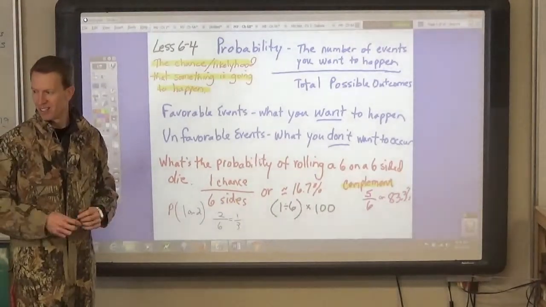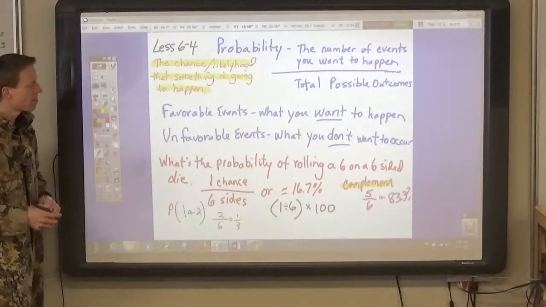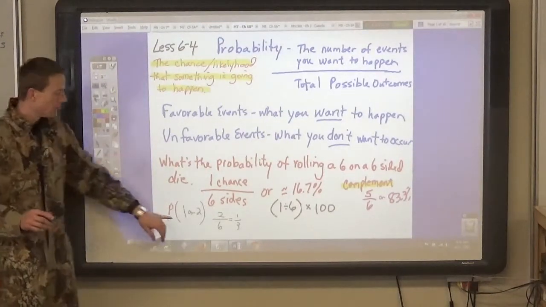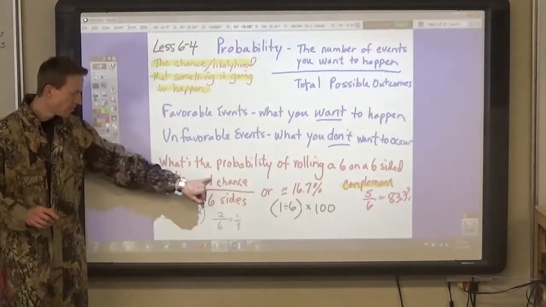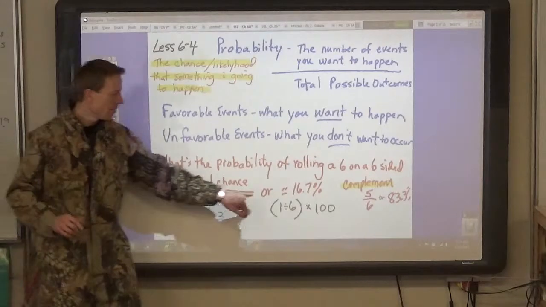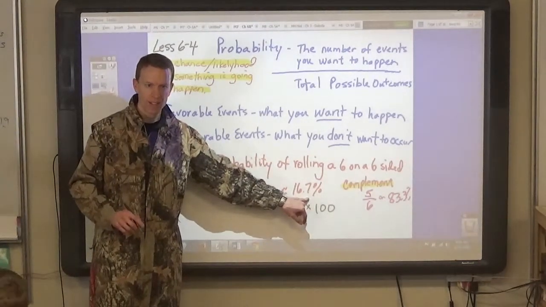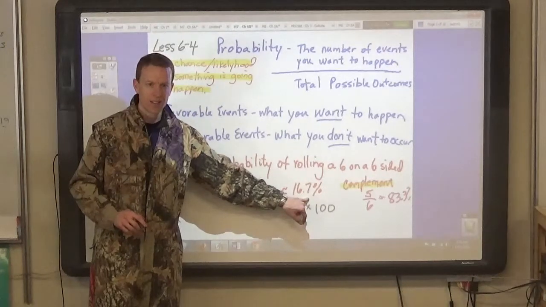Remember, Garrett? As a percent and as a fraction. Correct, as a percent and as a fraction. So, you're going to have to be able to write 1 out of 6 and 16.7%. Okay? Any questions on that?